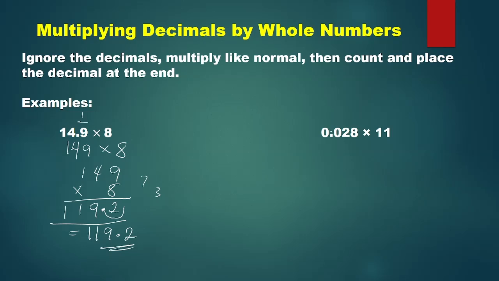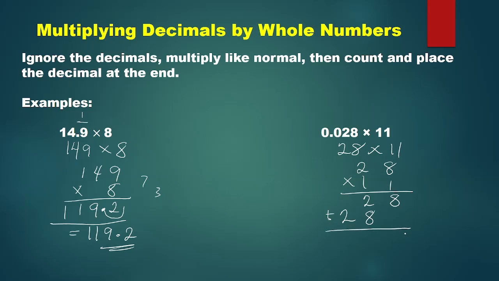Let's take the second example. Here, I would ignore the point. So 0028 is just 28 multiplied by 11. Then I'll do my multiplication, 28 times 11. 1 times 8 is 8. 1 times 2 is 2. 1 times 8 is 8 again. 1 times 2 is 2. Then I can now add. 8. 2 plus 8 is 10. 0 with the remainder of 1. And 1 plus 2 is 3.